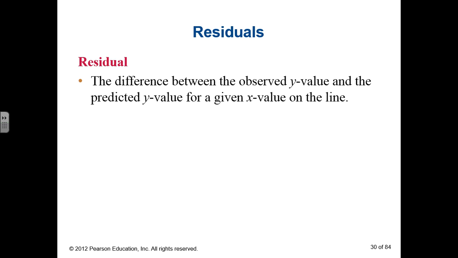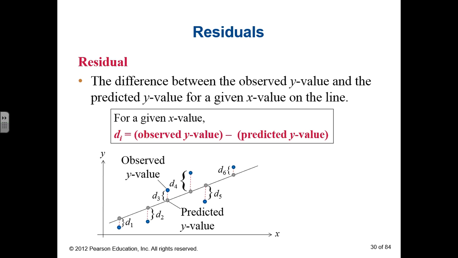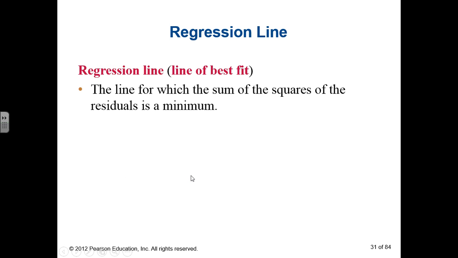The residuals are the difference between the observed y values and the predicted y values. These are our predicted y values on the regression line, but these are the actual y values, and this is the difference between them. What we're looking for is the line that makes these differences the smallest. So we want the sum of the squares of the residuals to be a minimum. That will be the line that best fits that set of data.